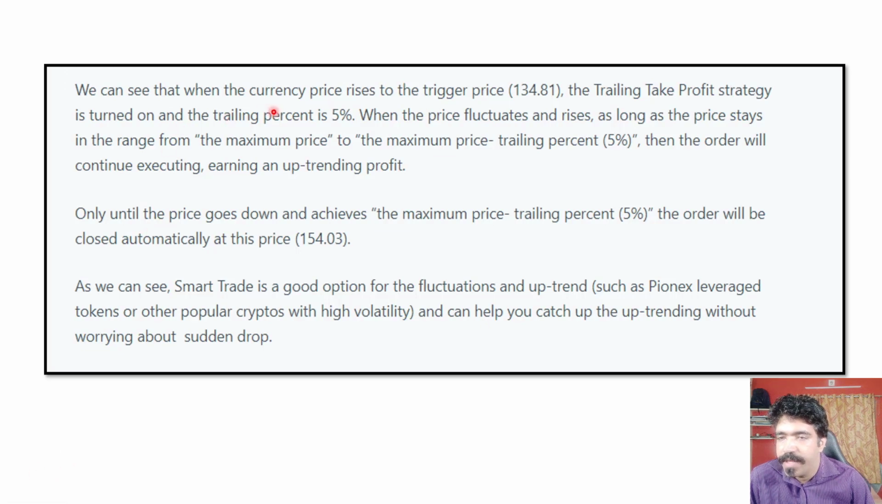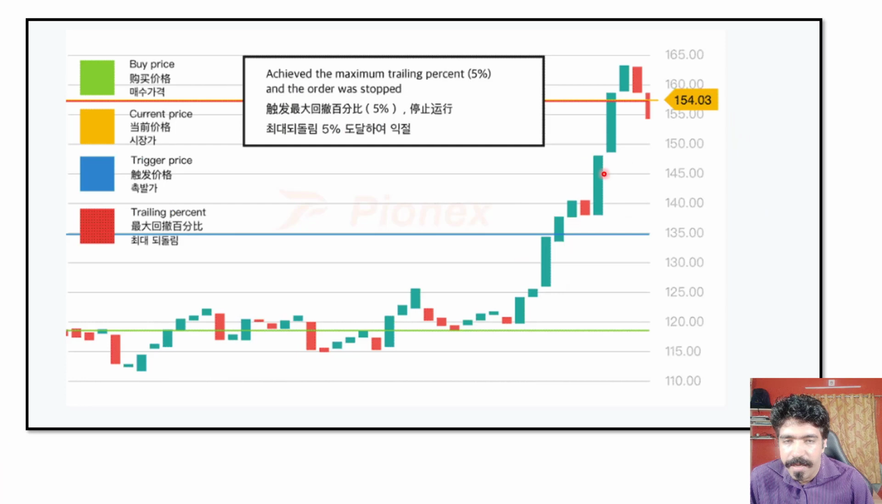In this case, we can see that when the currency price rises to the trigger price, the trailing stop loss profit strategy is turned on and the trailing percentage is 5%. You can see that the market is rising, and we have the trailing stop loss at 5%. So when there is a pullback of 5% or more, only then will the bot be closed and all the profit taken from the market.